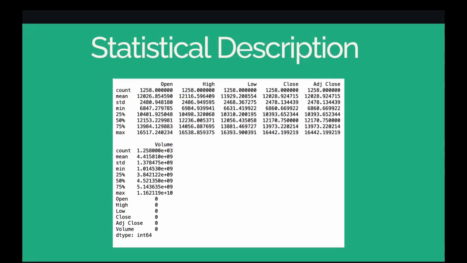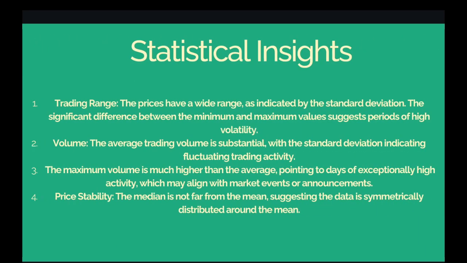This is the statistical description of our data set, and these are the insights we've gained. On the trading range, the prices have a very wide range as indicated by the standard deviation. There's a significant difference between the minimum and maximum values that suggests periods of high volatility. The average trading volume is very high, and the standard deviation indicates fluctuating trading activity. The maximum volume is much higher than the average, pointing to days of exceptionally high activity, which may align with market events or announcements.